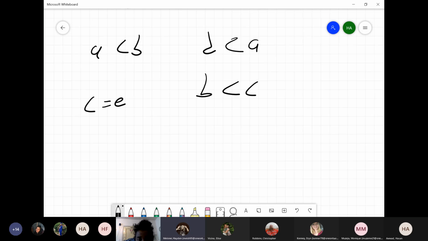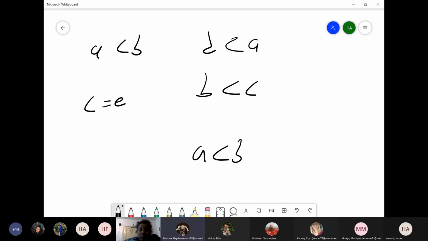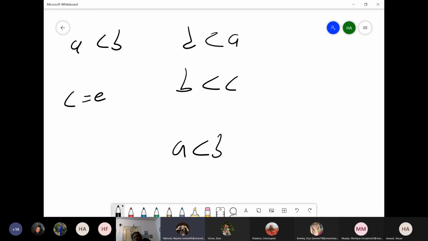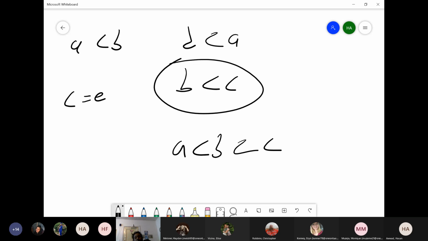Okay, so say that one more time for me. So we have A is less than B, and then you also said, what's the next piece? B is less than C. B is less than C, yep. So that is using this piece of information here, right? So we know A is less than B and B is less than C, okay?